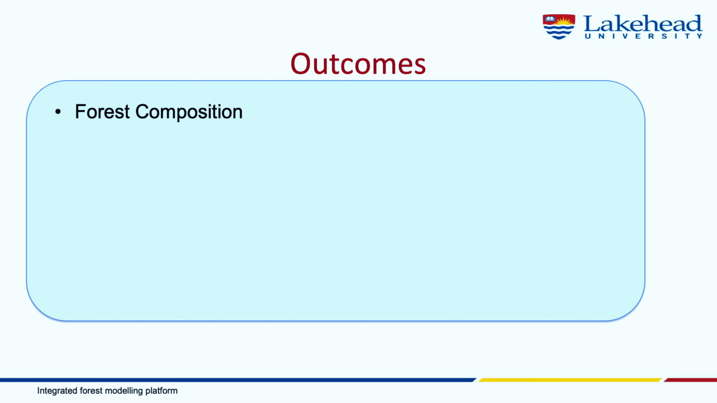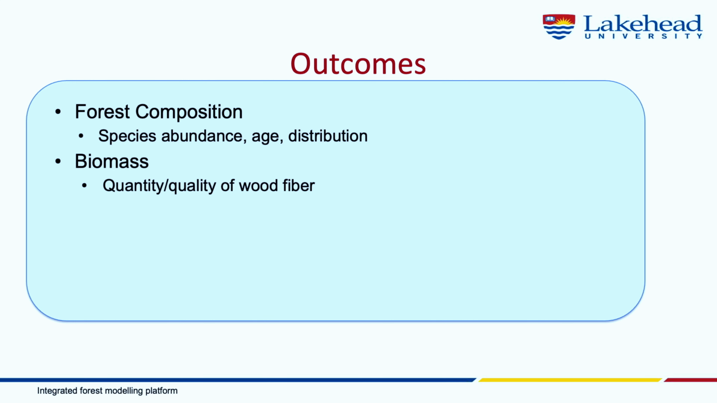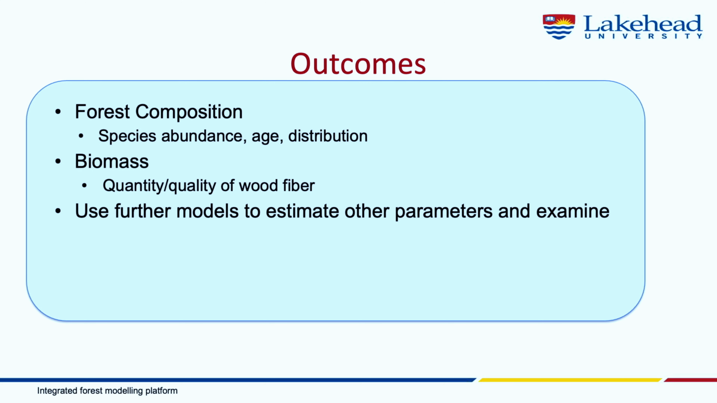So some of the outcomes, again, that we're looking forward to coming out of this. The first is our forest composition. So this is our species abundance, the age, as well as the distribution on the land, as well as our biomass. It will also be passed along down for additional analysis, but from this we're able to examine things like the quantity and quality of wood fiber, which is particularly very important if that is your industry and what you're looking to assume.